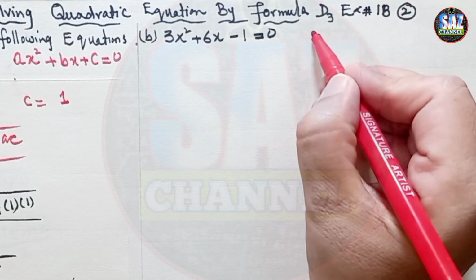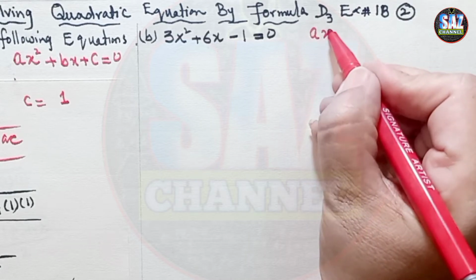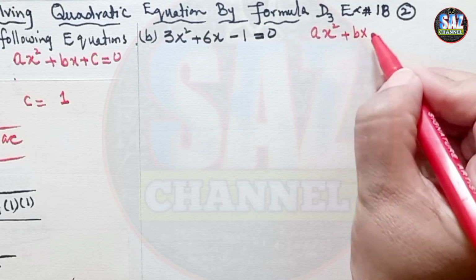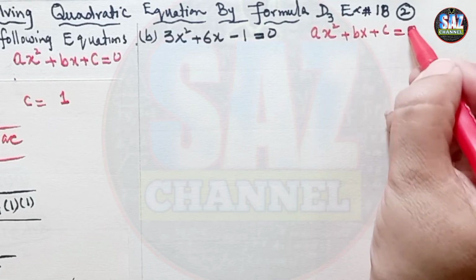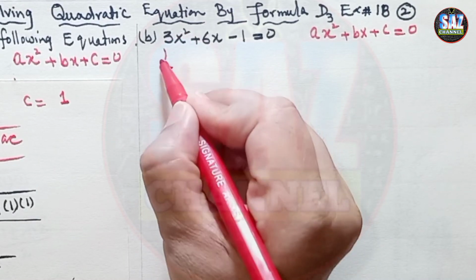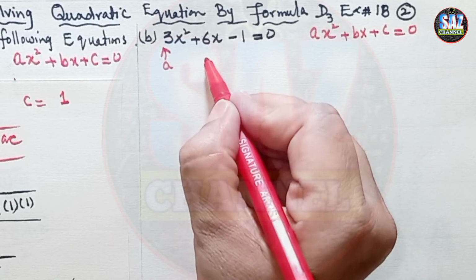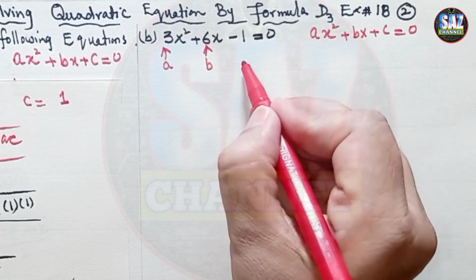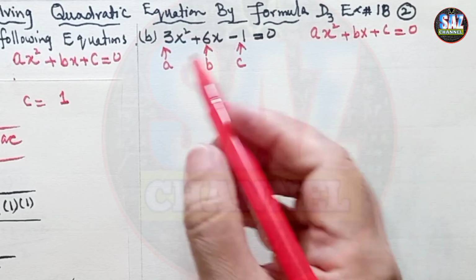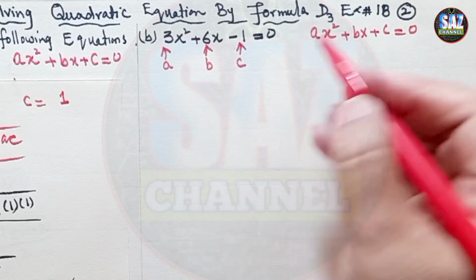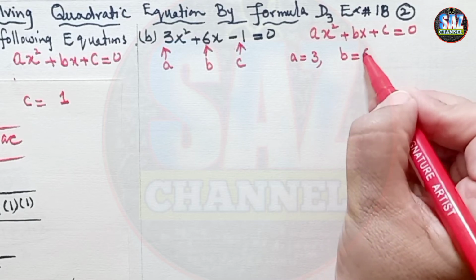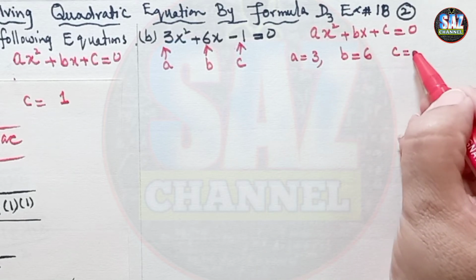And now recall what we have to do. We have to compare the given equation with the standard quadratic equation, which is ax square plus bx plus c equals 0, and identify a, b and c. This time I'm mentioning a, b and c in this way. This is b and this is c. So after identification, a equals 3, b equals 6 and c equals minus 1.